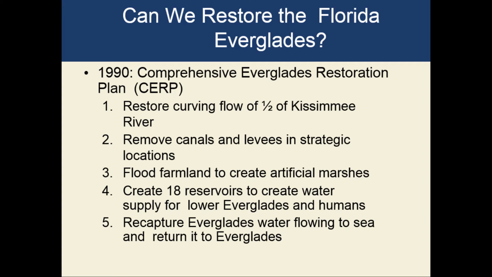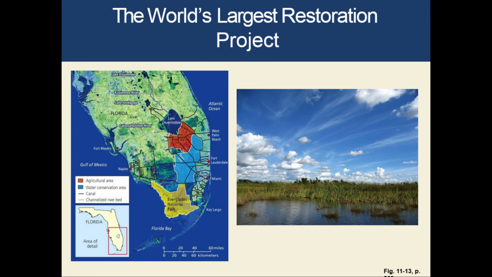In 1990, there was a plan rolled out known as the Comprehensive Everglades Restoration Plan, also known as CERP. This plan aims to restore the curving flow of one half of the Kissimmee River, remove canals and levees in strategic locations, flood farmland to create artificial marshes, and create 18 reservoirs to create water supply for the lower Everglades and humans, recapture Everglades water flowing to the sea, and return it to the Everglades. Here is an overview to give you an idea of how vast the area covered by this restoration project is.